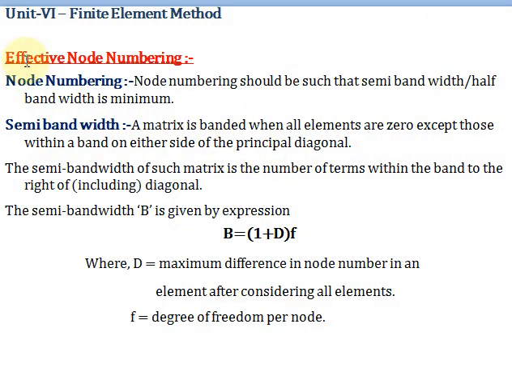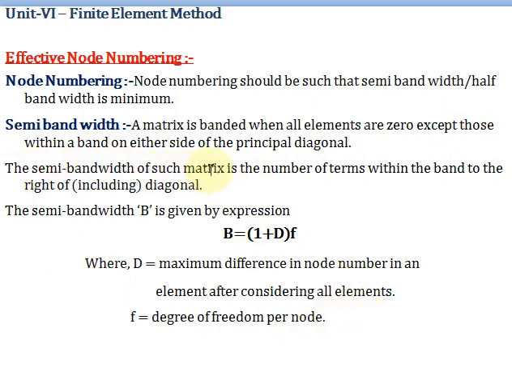The second topic is effective node numbering. Node numbering should be such that the semi bandwidth or half bandwidth is minimum. So what is the semi bandwidth? A matrix is banded when all elements are 0 except those within a band on either side of the principal diagonal. We will see this in the example.